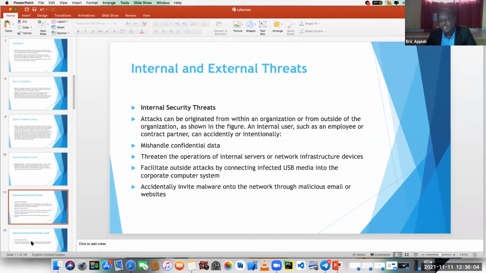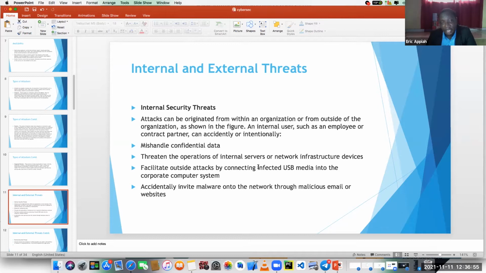But it can pose a threat because there have been several instances where, especially our old people, who know less about computing, may click on certain links that will infect their computer with viruses and, as such, enable hackers to hack into their systems. So we are saying that these internal threats threaten the operations of internal service and network infrastructure, and then facilitate outside attackers by infecting.